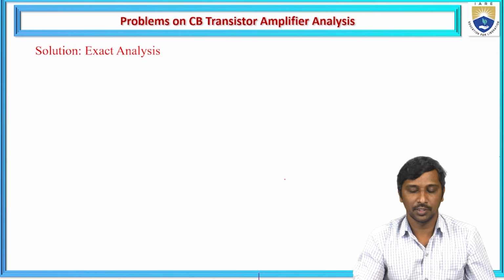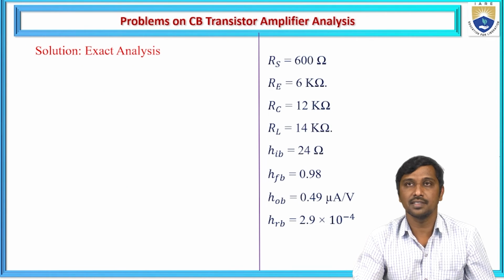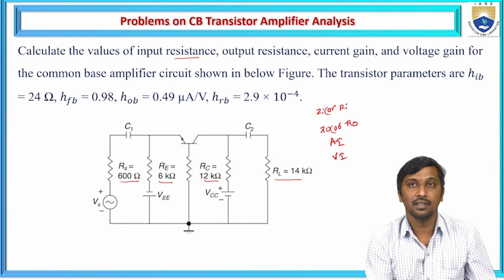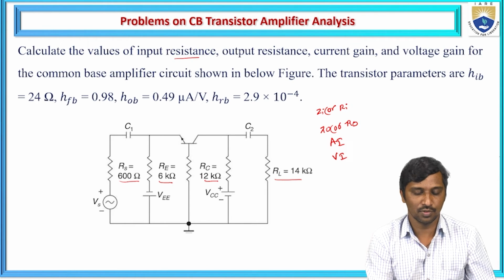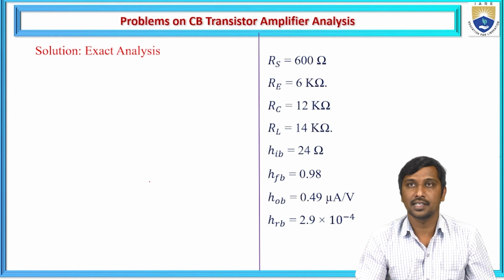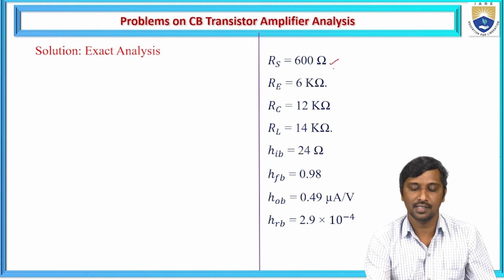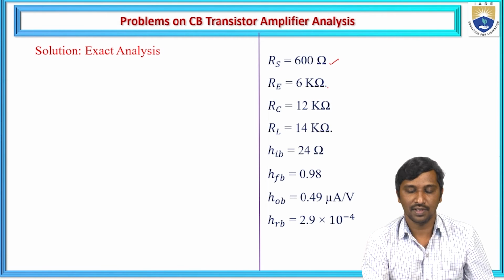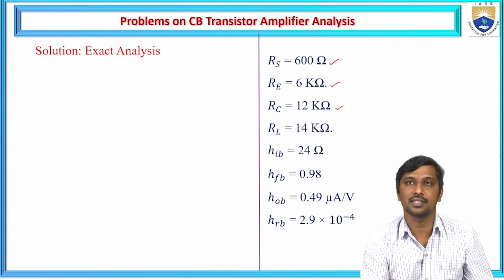Before that, first we need to identify the given specifications. Based on the given figure, we know that the source resistance Rs is 600 ohms. They provided Re, the emitter resistance, as 6 kilo ohms. They also provided the collector resistance as 12 kilo ohms and the load resistance as 14 kilo ohms.